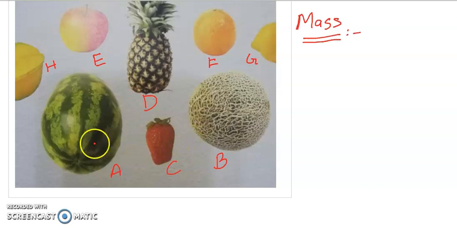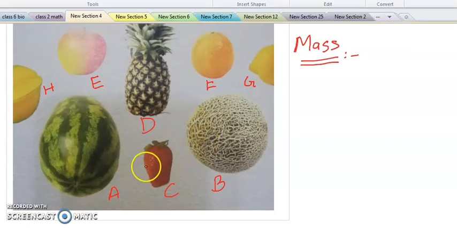Now you can see here the picture A is showing a watermelon. Picture B is showing another fruit. Picture C is showing another fruit. Same way you can see D, E, F, G and H. Now what do you think? Which fruit is heaviest and which fruit is lightest? Everyone can see clearly. A will be heaviest. I can say A is heaviest.